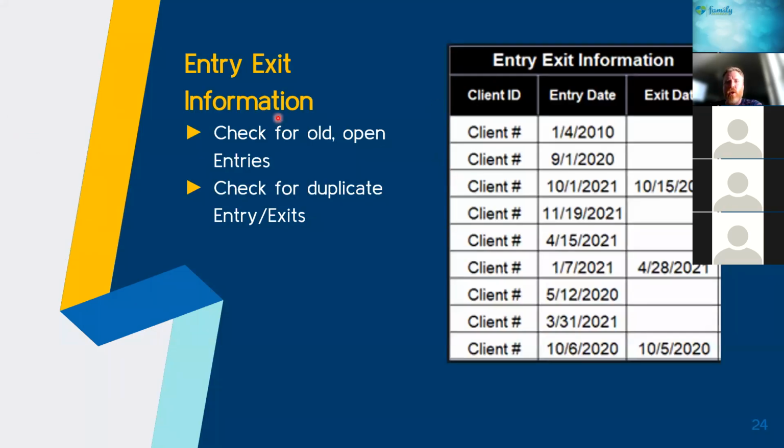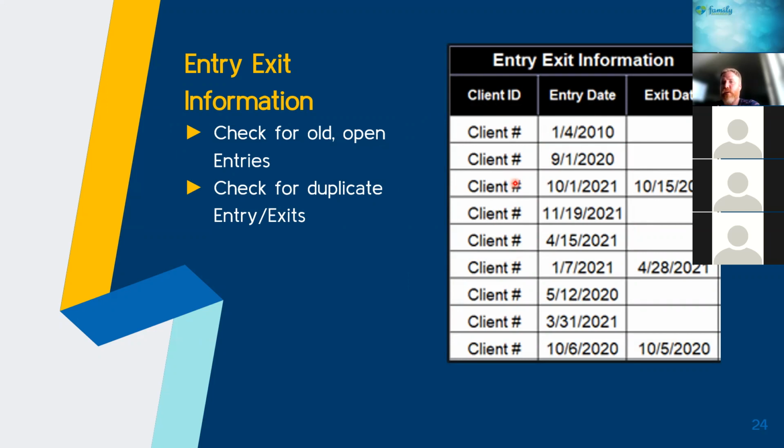So again, just showing it a little closer, you can see the client ID, the entry date, and the exit date. From this, a couple tips: I recommend looking for any old open entries. In this example, we have a client, the very first line, that's been open since January 4th, 2010.